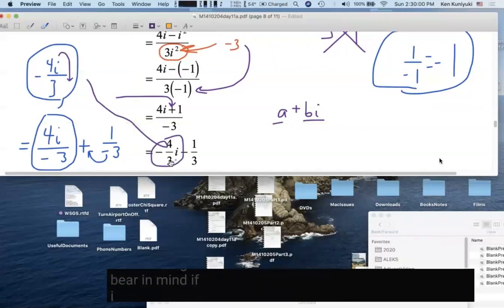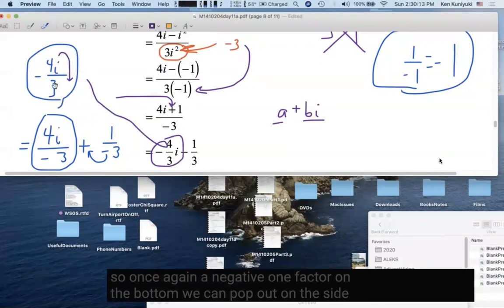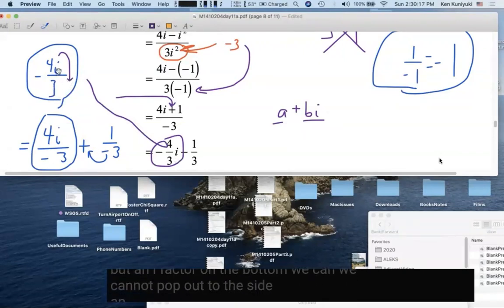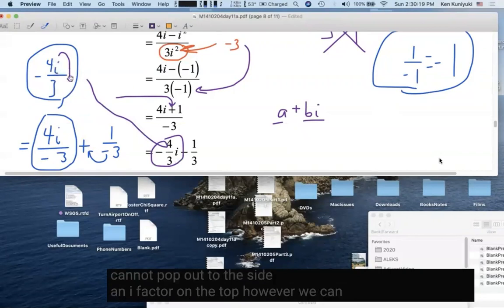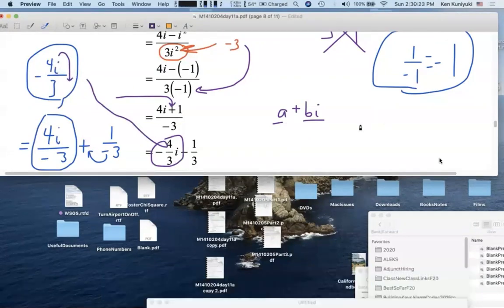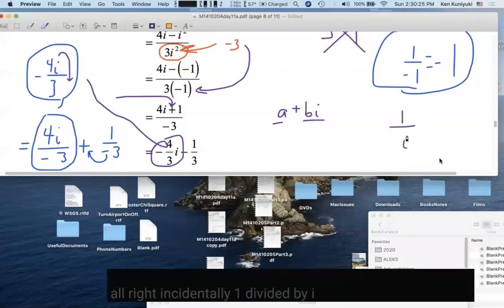Bear in mind, if i is in the bottom, we cannot pop out the i straight up like that. But if i is a factor of the top, we are allowed to pop out the i like so. So once again, a -1 factor on the bottom, we can pop out on the side. But an i factor on the bottom, we cannot pop out to the side. An i factor on the top, however, we can pop out to the side. Right. Incidentally, 1 divided by i is -i, not i itself.